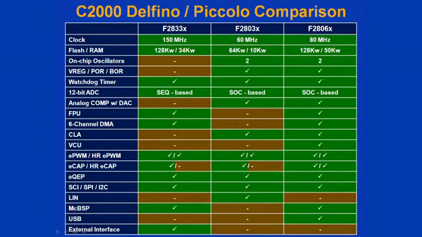When comparing the Delfino and Piccolo product lines, you will notice that the Piccolo F2806X devices share many features with the Delfino product line. The Delfino product line is shown in the table by the F2833X column. Therefore, the F28069, being the most feature-rich Piccolo device, was chosen as the platform for this workshop. The knowledge learned from this device will be applicable to all C2000 product lines.